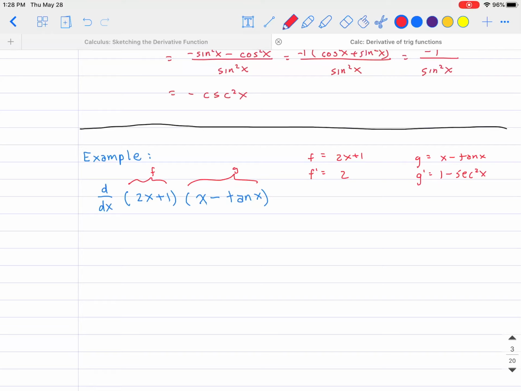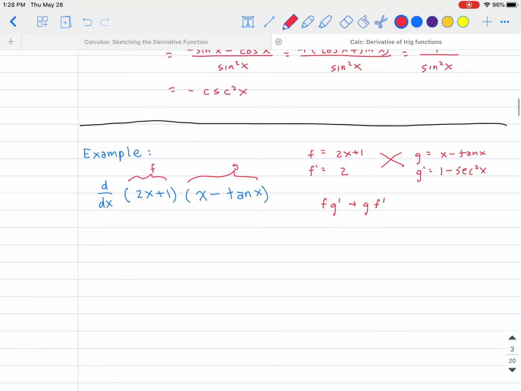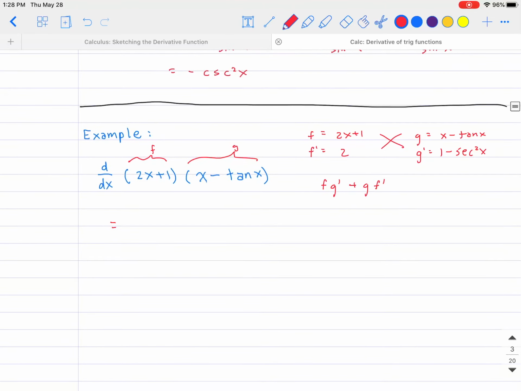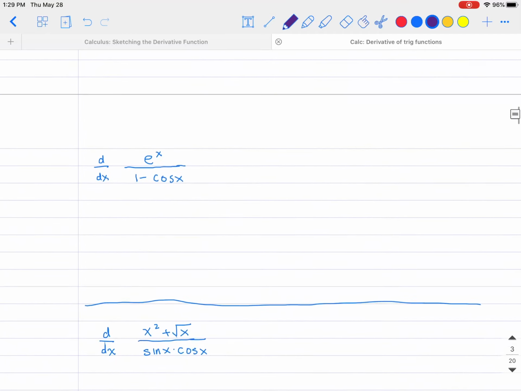So this is a product, so that means we're going to use the product rule. The product rule says it's going to be f times g prime plus g times f prime. Literally, that just means you cross multiply and then add them together. So the derivative is going to be 2x plus 1 multiplied by 1 minus the secant squared of x, plus 2 multiplied by x minus the tangent of x. So you can see that's f right here, here's g prime, and then here is f prime multiplied by g. Like I said, just cross multiply and then add them together.